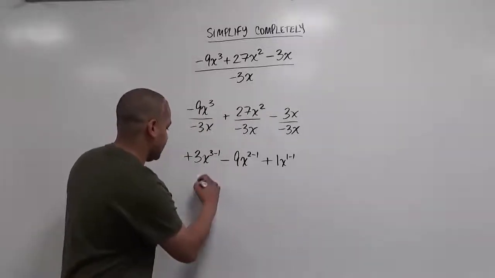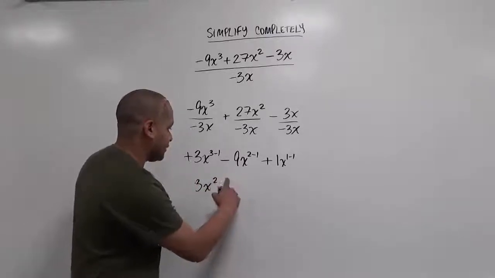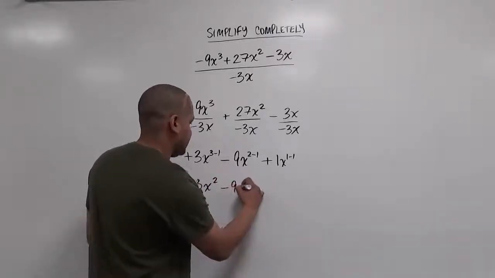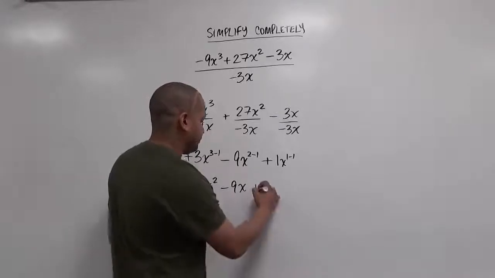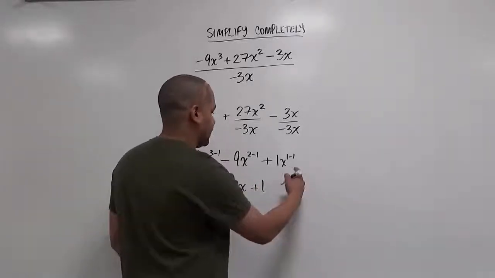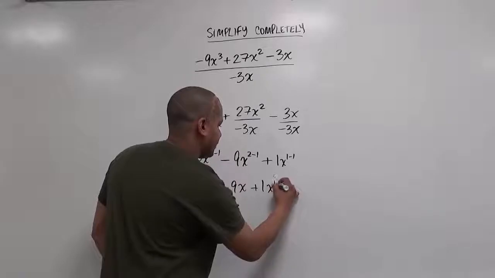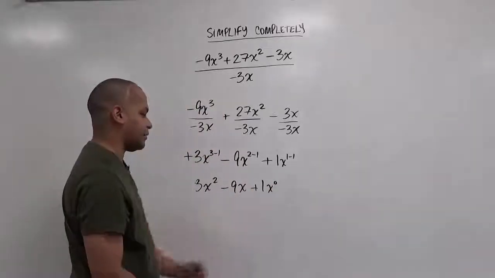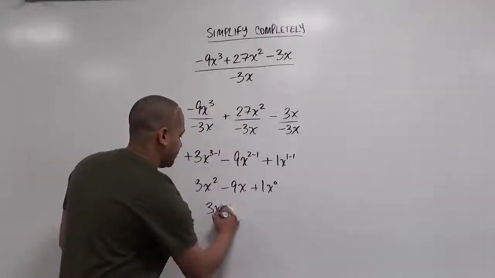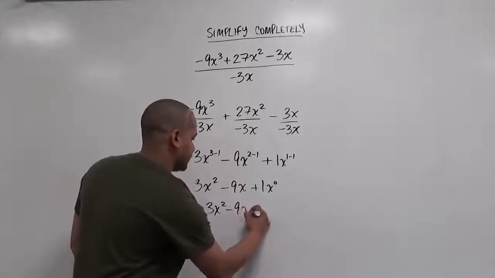So here we have 3x to the second power minus negative 9x plus 1. Here we get an x to the 0, and anything to the power of 0 just leaves us with 1. So here our final solution is 3x squared minus 9x plus 1.